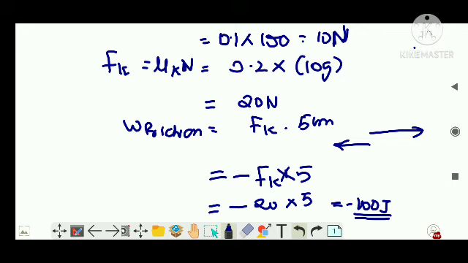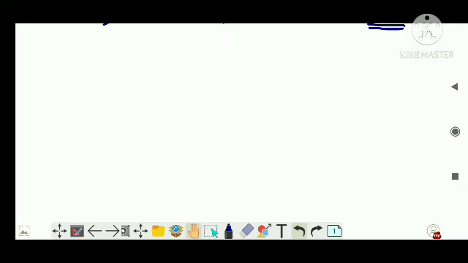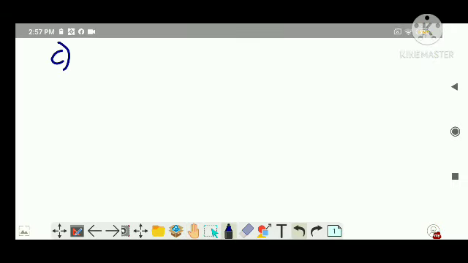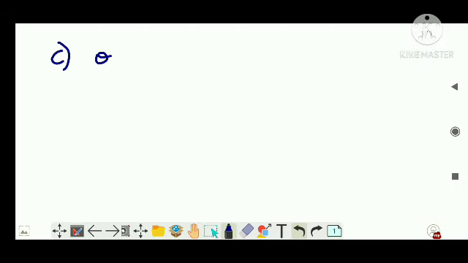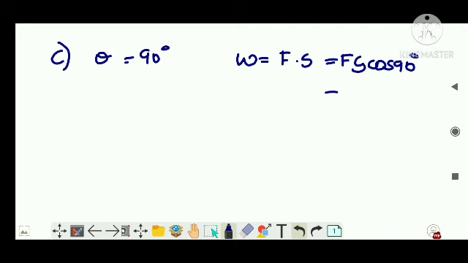If the work done by the force is positive, the work done by the friction is negative in nature. That's why I can say the forward motion will be happening beautifully. Clear? Now the third case which you have to learn is when the force and the displacement are perpendicular to each other, that is, the angle theta is 90 degree. So you will write W is equal to F dot S, or F S cos 90, where cos 90 is 0. So work is equal to 0.